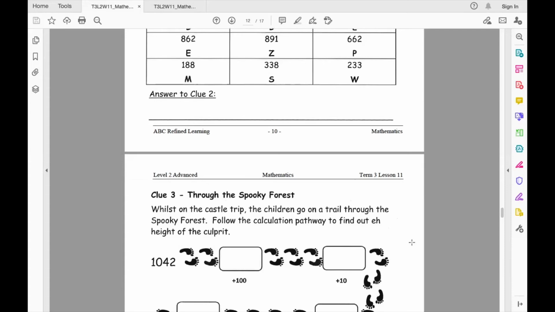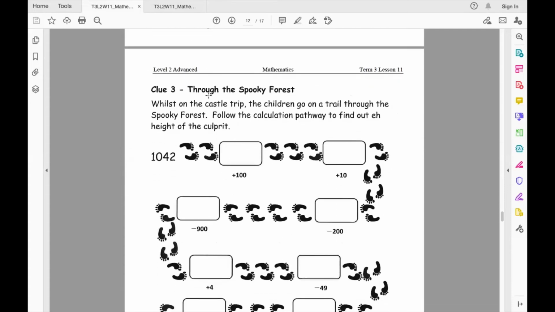Let's move on to clue 3. Through the spooky forest. Whilst on the castle trip, the children go on a trail through the spooky forest. Follow the calculation pathway to find out the height of the culprit.